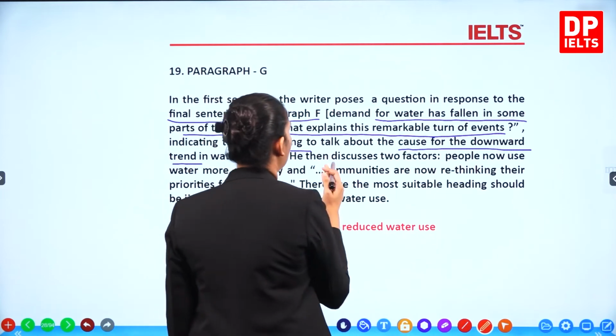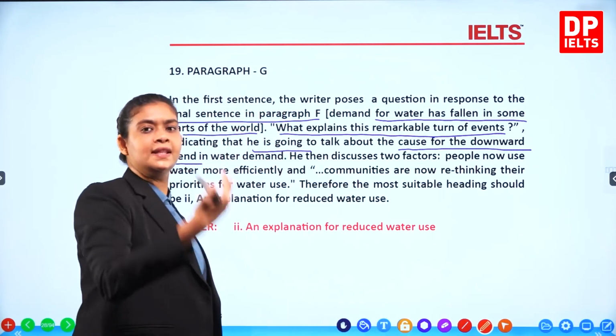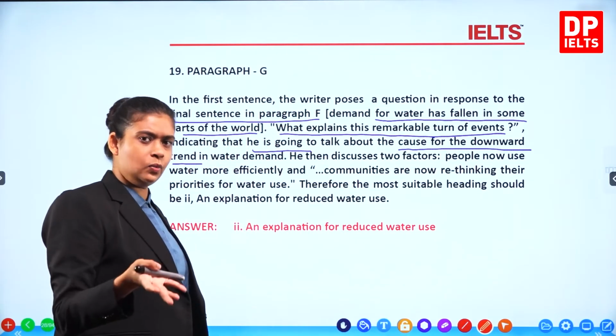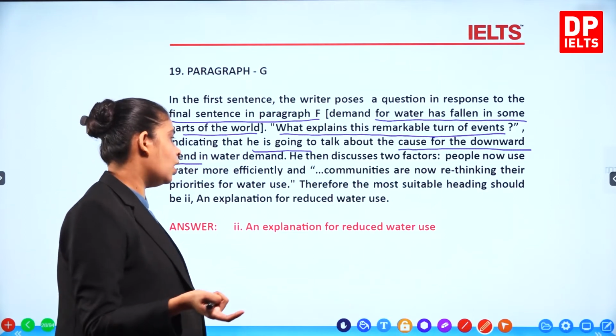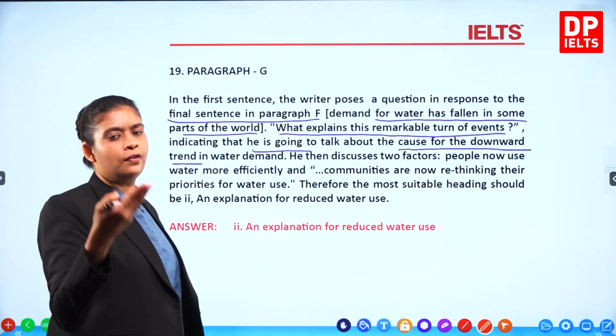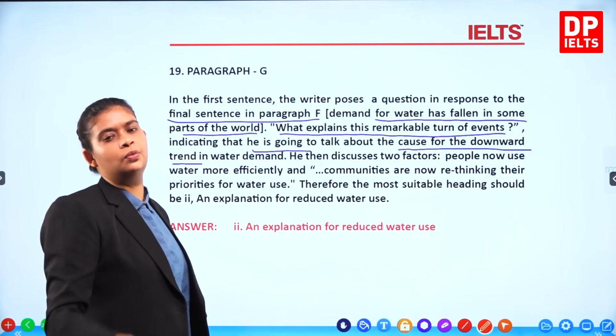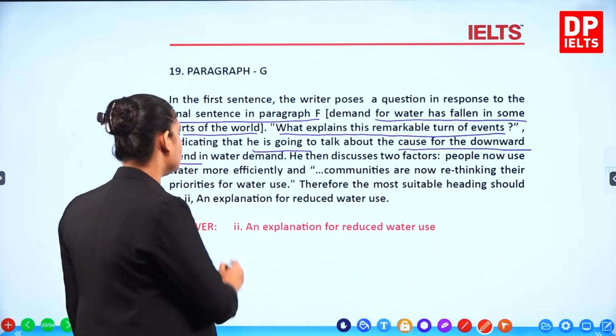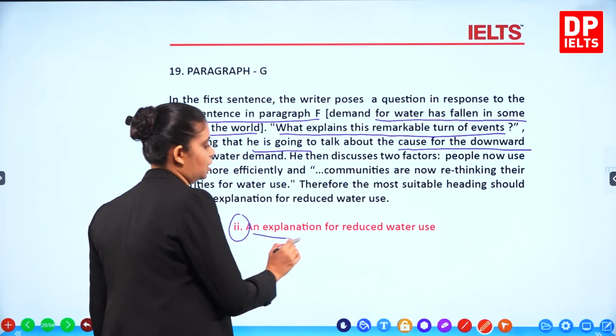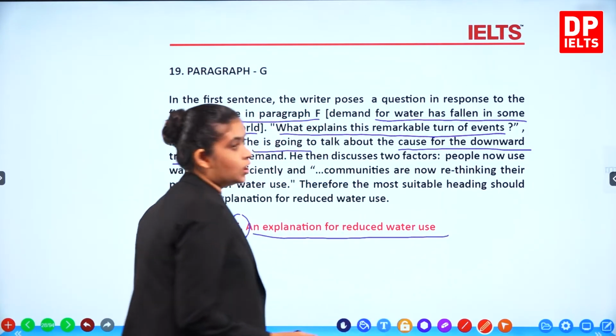Now, he says, okay, why? What explains this downward trend? In other words, he's saying, okay, what are the causes for this reduction in water use, right? So, an explanation for reduced water use.